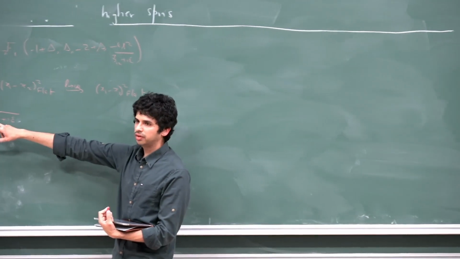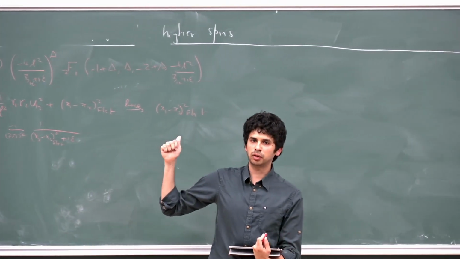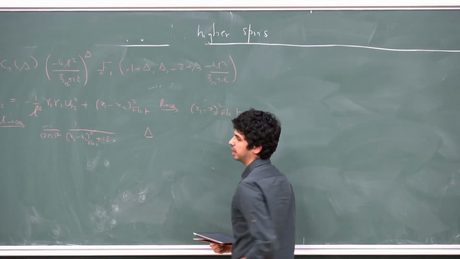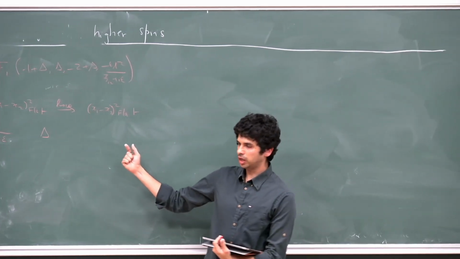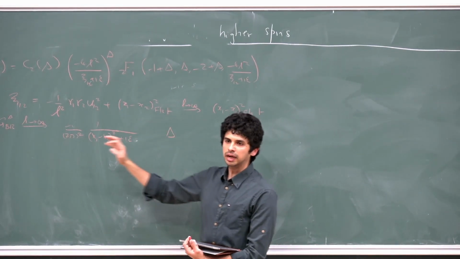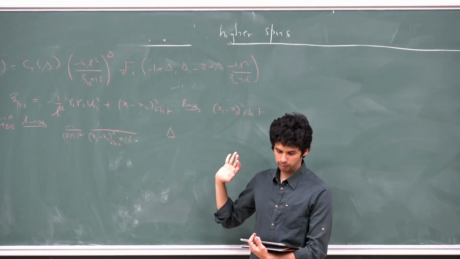An important point here is that the result of this limit is independent of the value of delta. So I can take any value of delta and I get the same limit. The only caveat is that delta should not be parametrically large, that delta shouldn't scale with L. As long as that is satisfied, I get the Feynman propagator.